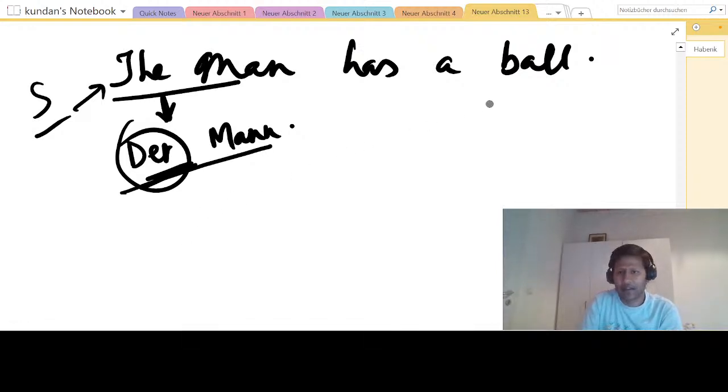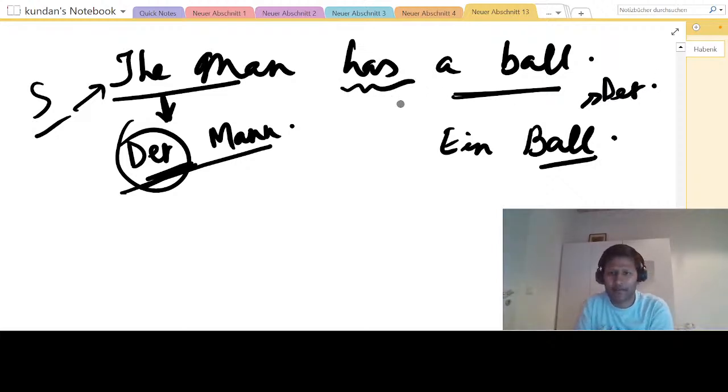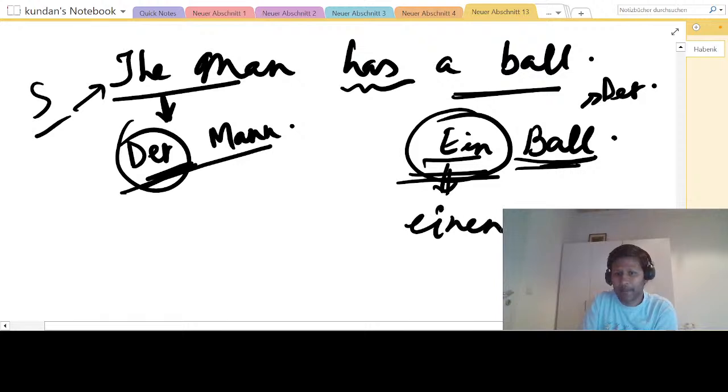No change in this. And coming to this is ein. First of all, ein Ball, but der Ball. This is der Ball. And which is this, nominative or accusative? Accusative. So this will change. I have told you already, the object will change. And this will change because this is masculine. If it was something else, there was no change. So this ein becomes einen. So der Mann. Now let us see this sentence.